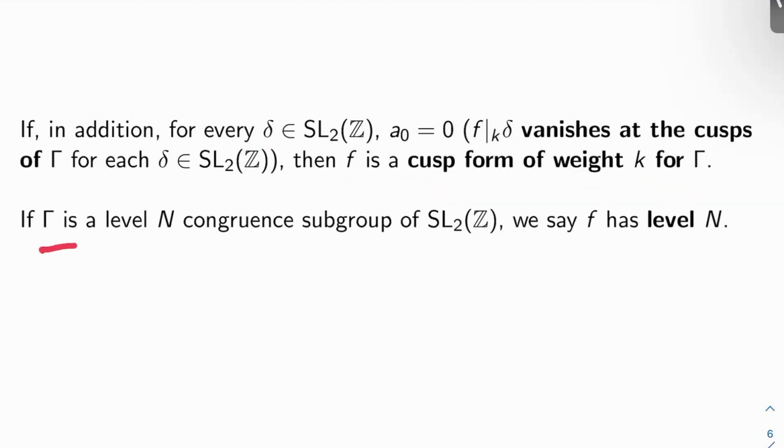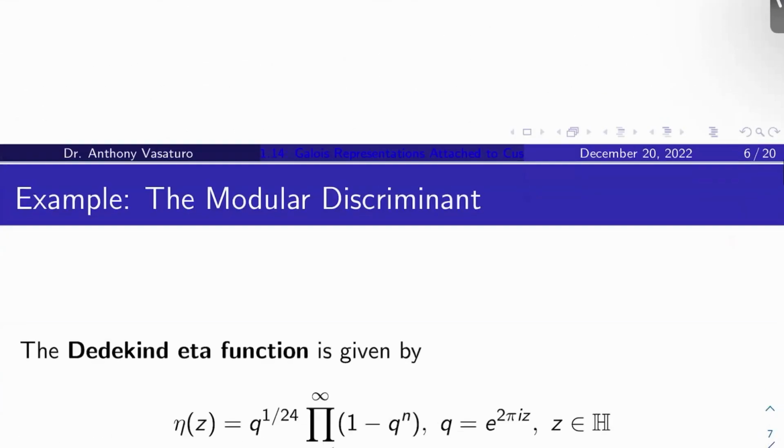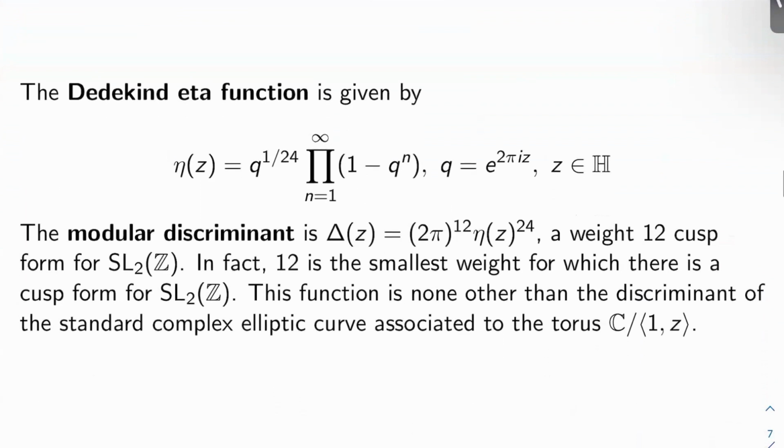Now, if gamma is a level N congruence subgroup of SL2(Z), then we're going to say f has level N. So a modular form or a cusp form will have a weight k and a level N typically, because for us, gamma will just generically be a level N congruence subgroup.